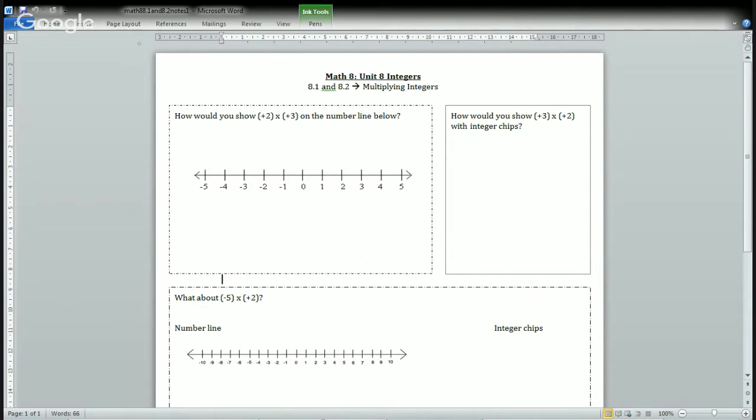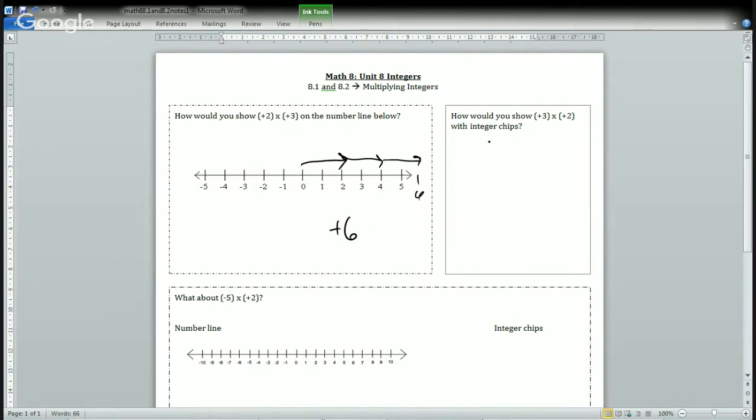So what positive 2 times 3 is saying is that I've got positive 2. That line represents positive 2, and I'm going to do it 3 times. There's another positive 2, and another positive 2, which takes me to 6. So, like you're familiar with, 2 times 3 is 6, so positive 6.